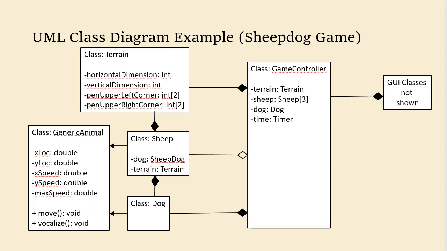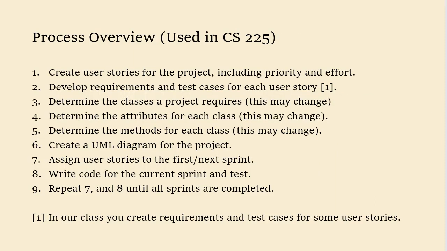So what's the process for doing this? I'm going to give you two versions. This is the one that more closely corresponds to what we're doing in this class. The first thing you do is you create your user stories for the project. You've done that with your P2 delivery. You create your user stories, their priority, and their effort estimate in terms of hours. Then you develop requirements and test cases for each user story.